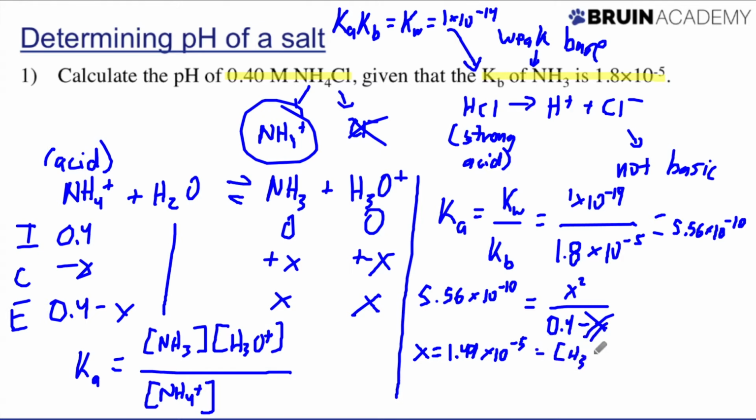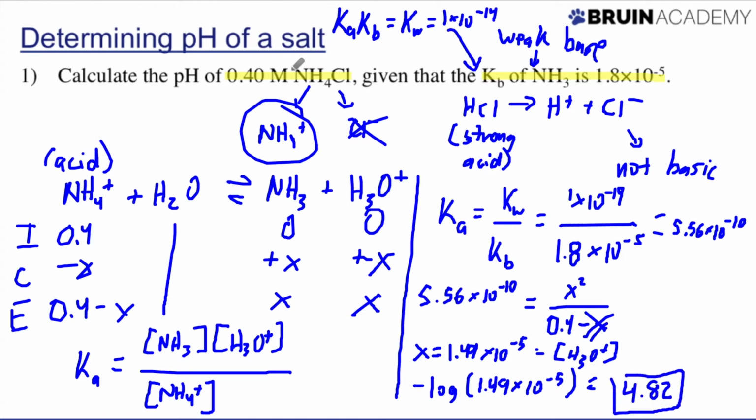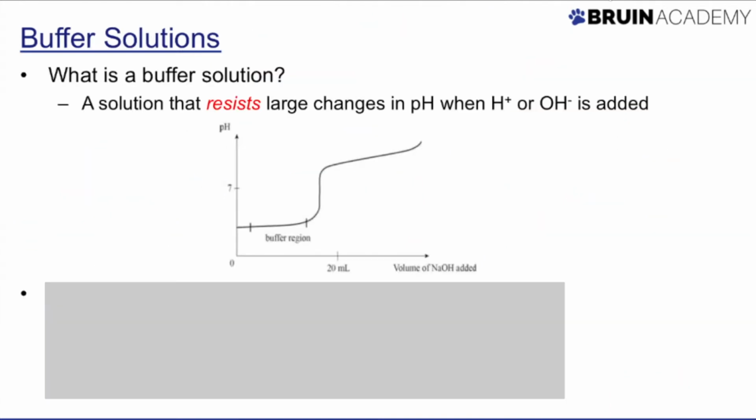And then finally, to figure out the pH, I take the minus log of that. So minus log of 1.49 times 10 to the negative 5. Put it in your calculator, and you get 4.82. Now, this should actually make sense intuitively because we're dealing with something that's acidic, right? It has a conjugate acid here. And we would expect the pH to be lower than 7, which is characteristic of an acid. So that's how you determine the pH of a salt.